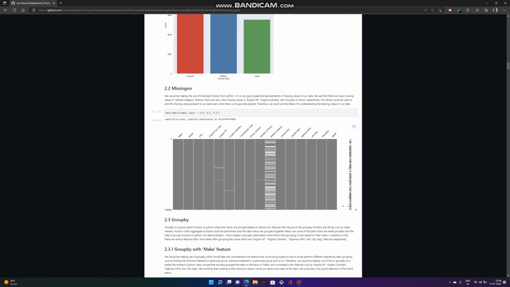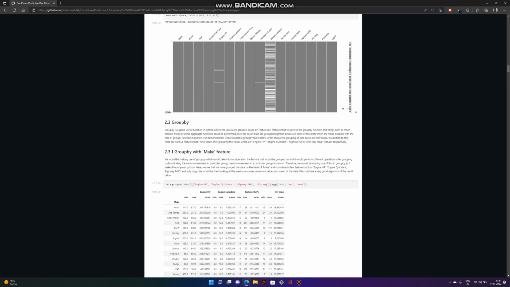But there are a few features such as engine horsepower and engine cylinders, which only have one or two missing values, which means that we can fill those missing values by taking the mean of the entire column, or the median, depending on the use case.